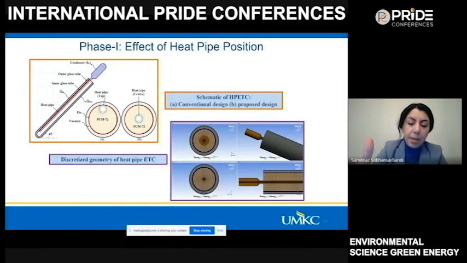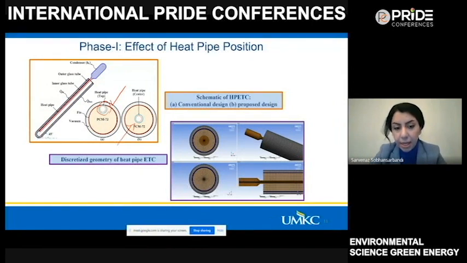So once a base model of the system is analyzed, which was part of other work of my group, now we are trying to study how we can better enhance the performance of the ETCs. Commercially available ETCs, as we started talking about, have their heat pipe located at the top surface of the ETC. However, we were trying to figure out if we move the heat pipe to the center of the ETC, how it affects the thermal behavior of the collector and how it affects the melting process of the PCMs inside the collector. This also shows the discretized geometry of the heat pipe in ANSYS Fluent.